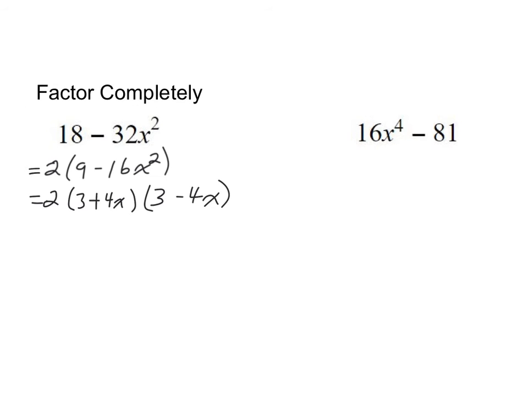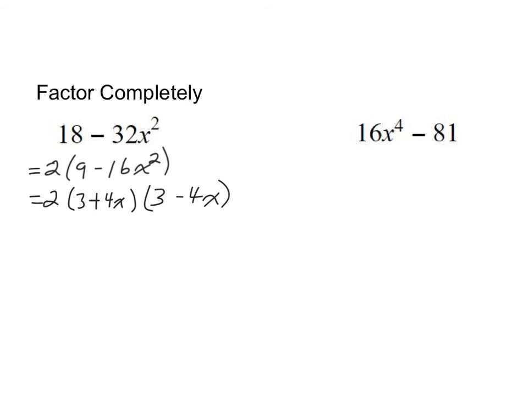For this first one, you can see that we have a common factor of 2 for the terms 18 minus 32x squared. So we take out the 2, and then in the bracket we have 9 minus 16x squared. Then we always want to look inside the bracket and see if there is anything more that we can do to factor. And since it's 2 terms, we want to double check, make sure there's no more common factors, which there isn't. And then we look to see if there's a difference of squares.